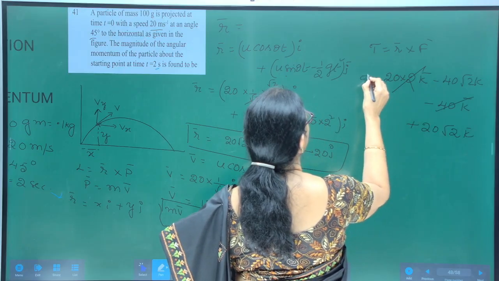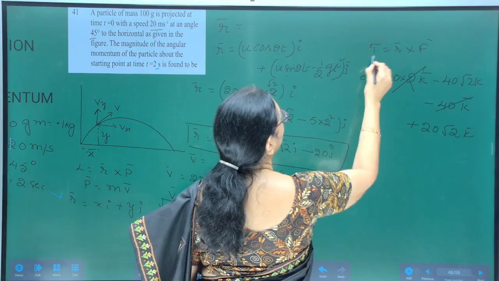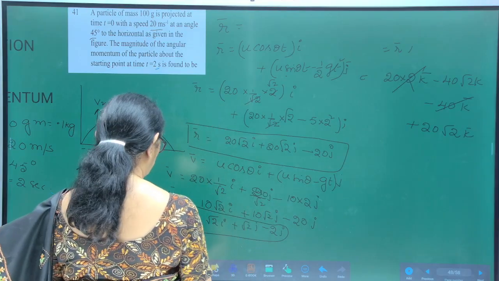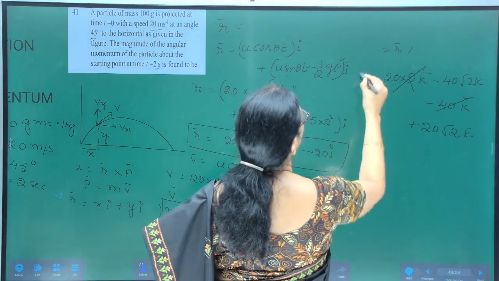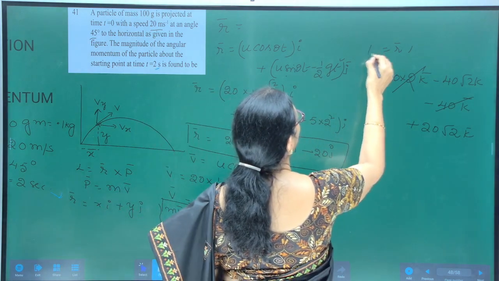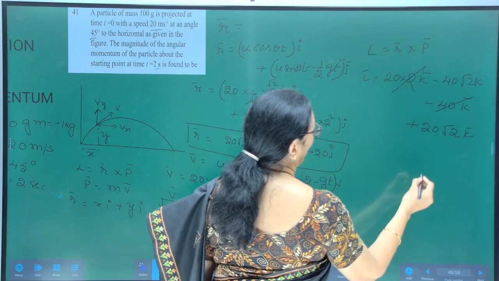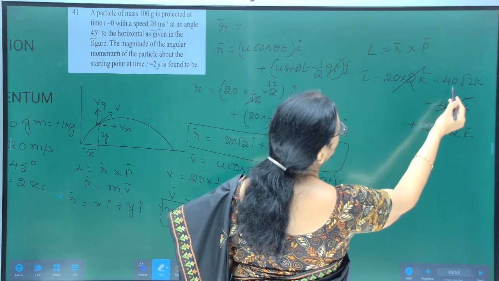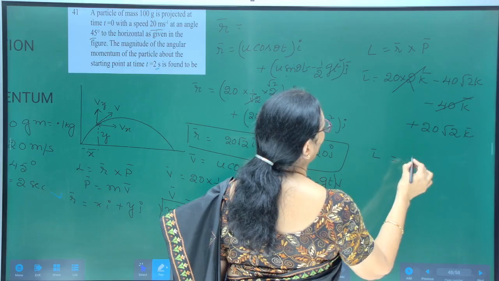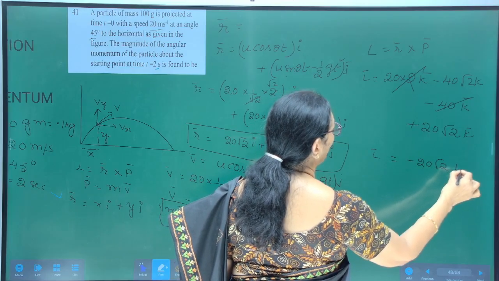This is the angle R cross P, that is angular momentum, not torque. We are supposed to find angular momentum here. So angular momentum is R cross P. So what do we get? Minus 40 root 2 plus 20 root 2. Angular momentum is minus 20 root 2 k.